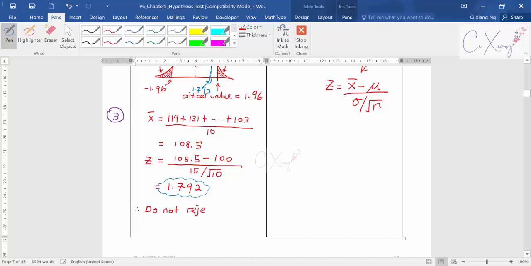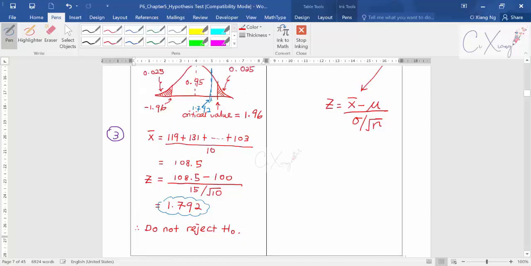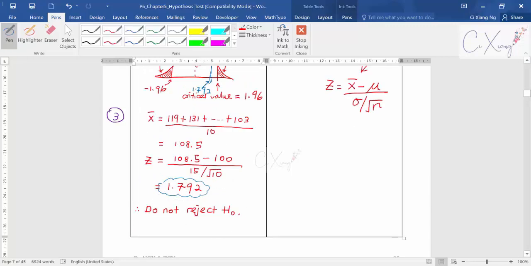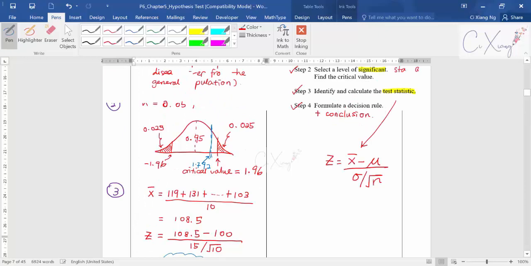Again, I think I told you before also, this diagram, the rejection region and acceptance region, everything is actually about the null hypothesis. Acceptance region means that you accept the null hypothesis. Rejection region means that you reject the null hypothesis. For this test statistic, you see that it is in the acceptance region. But we usually don't say that we accept it, we just say we do not reject it. So we do not reject the null hypothesis. This is a decision rule.